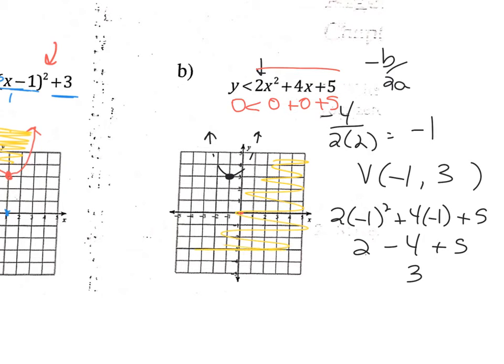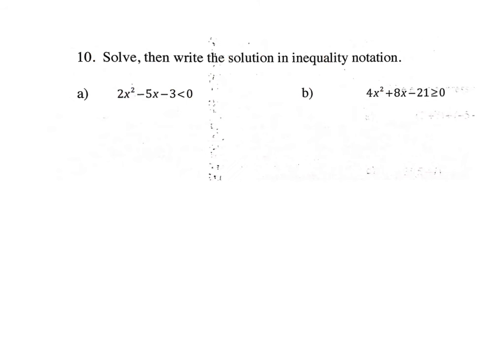0, 0 did work, so we'll shade outside the parabola. All right, so 2 types of parabolas there. Make sure you can graph each type. Number 7, solve, then write the inequality solution in inequality notation.